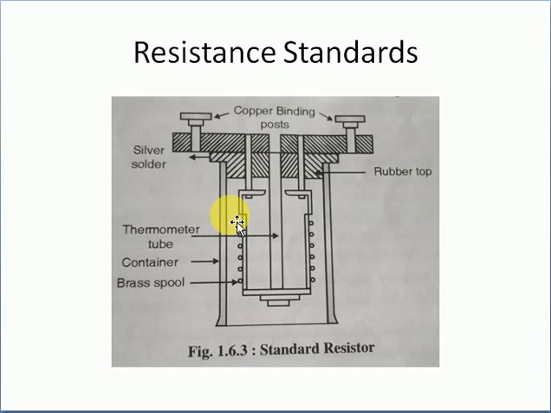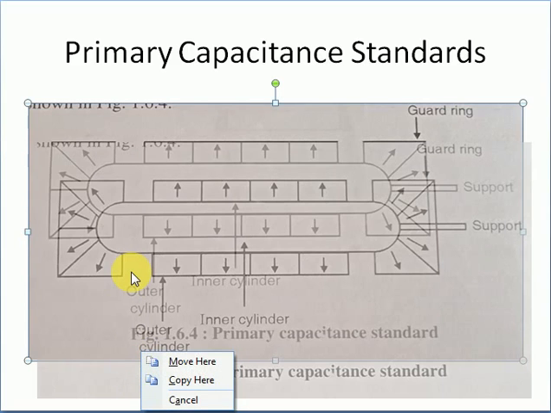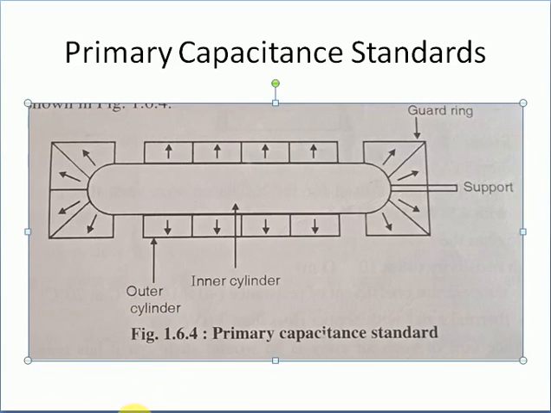Okay, so this is the simple resistance standard. Next is capacitance standards. Okay, so these standards are available as primary and secondary or working standards. The primary and secondary standards of capacitance will be discussed in the next video lecture. Okay, if you have any query then contact me.